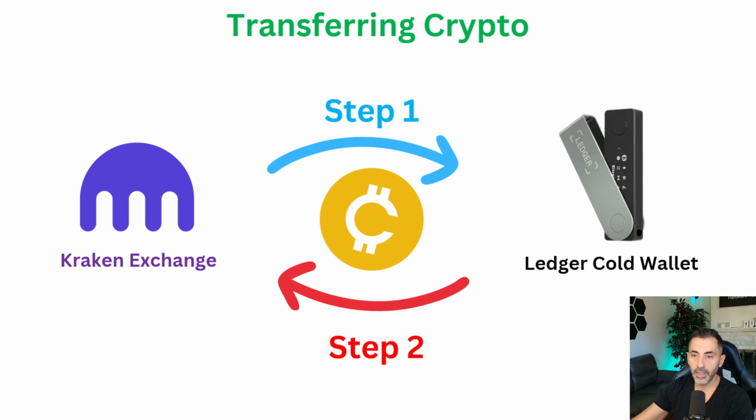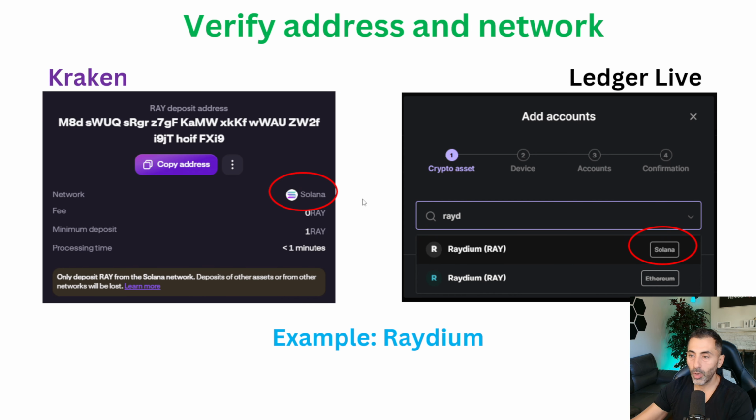What does matter is making sure that you have the correct wallet address and correct network, because sending crypto to the wrong address could mean losing it forever. So the example we have here is the Radium token that's running on the Solana network in Kraken. And we want to transfer it to the Ledger Live, so we have to ensure that we're using the same network.